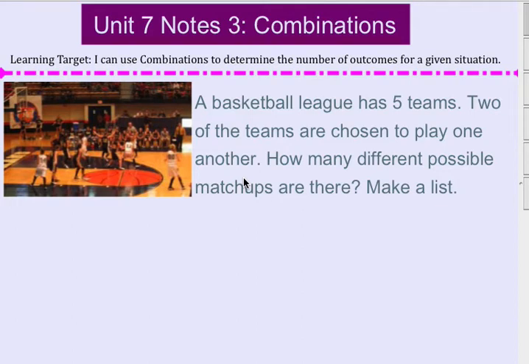Today we're going to be doing Unit 7, Notes 3. So we're going to be talking about combinations, which is very similar to what we did with permutations, but this time the order is not going to matter. So let's go ahead and start by taking a look at this.